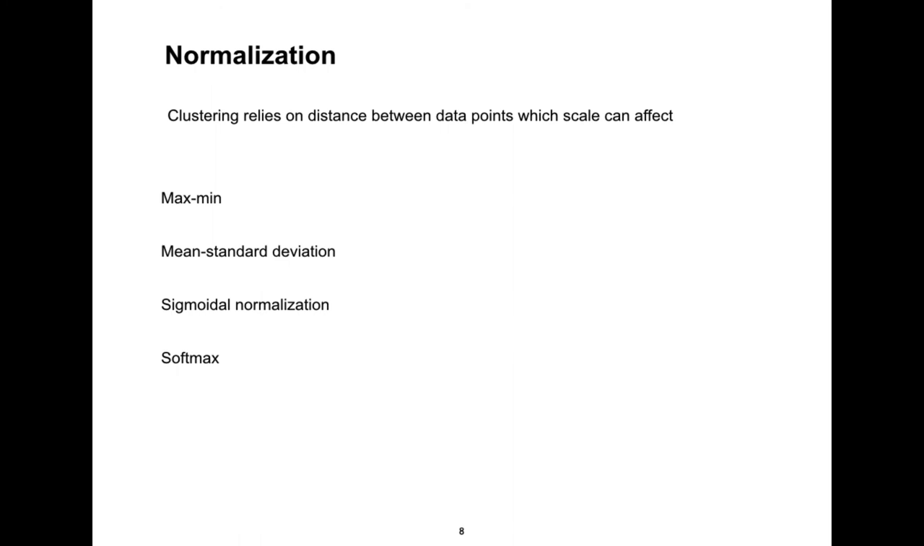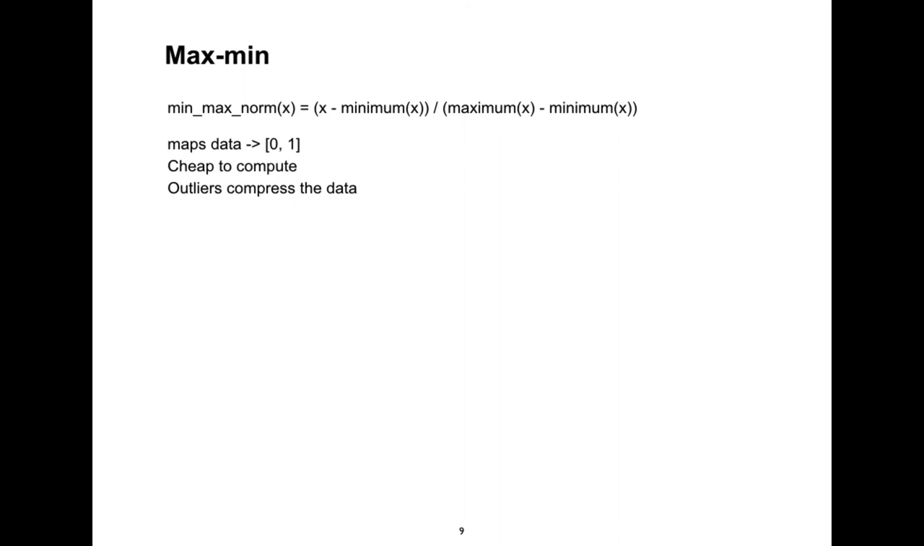And normalization can affect it. There's different types of ways we can normalize data. Min max is, what's the range, right? You subtract off the minimum from the value, divide by the range, and that's going to map it from 0 to 1, right? And it's very easy to compute, very cheap, inexpensive.